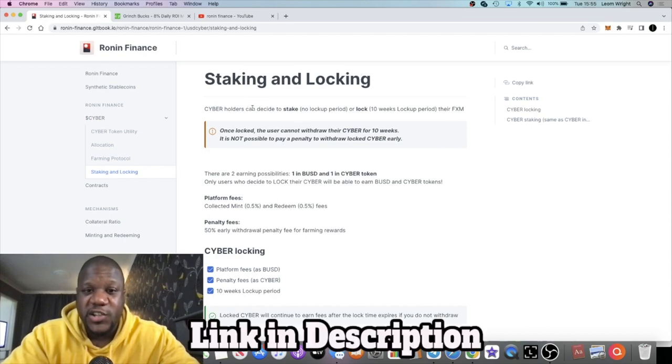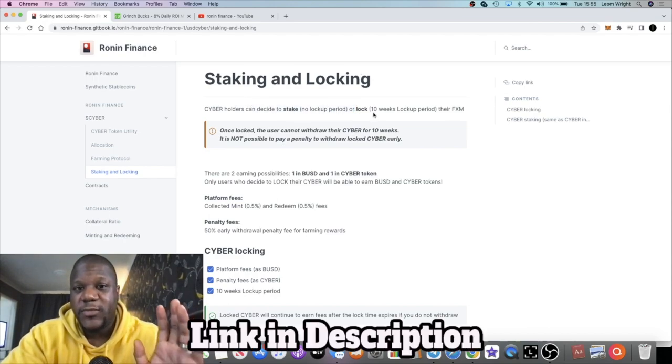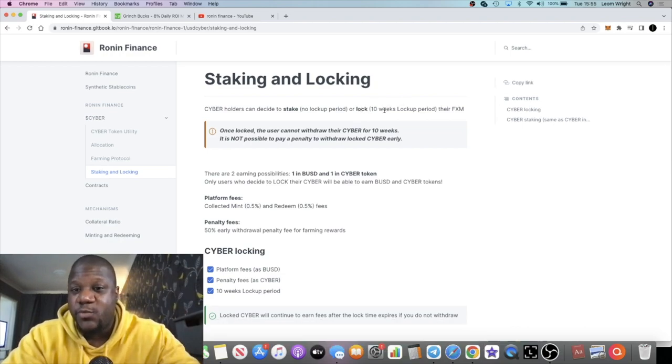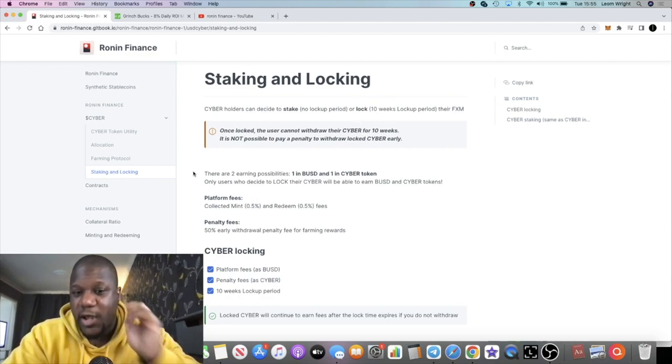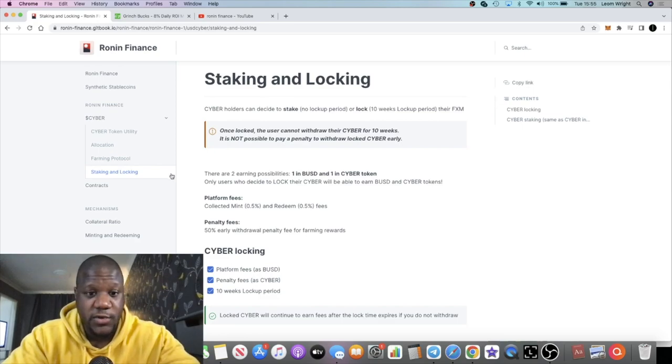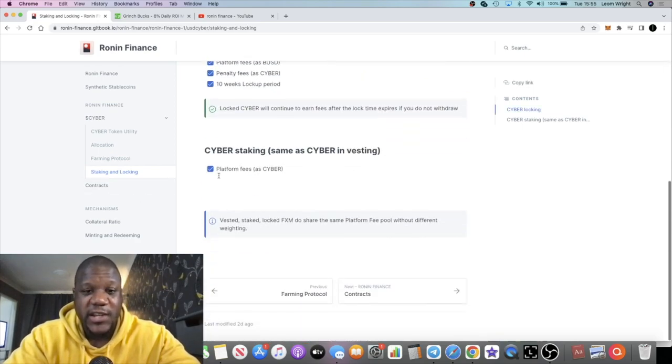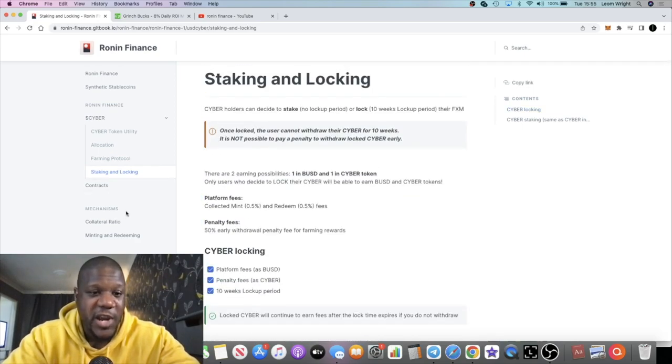So you can decide to stake with no lockup period, or you can lock your tokens. There's a 10-week lockup period. But of course, if you do that, you're probably going to get a lot more yield on those tokens. All right, guys. So we'll have to wait and see when this goes live. A little bit more information on that.